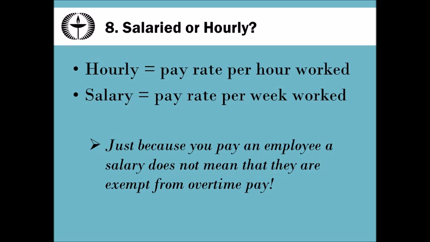Now, I talked a little bit earlier about salaried employees or hourly employees. Hourly staff are paid by the hour worked. Salaried staff are paid by the week worked, typically. Salaried staff would be your minister, perhaps. Hourly staff would probably be your church administrator. It might be your custodian, for example. Just because you pay your employee a salary doesn't mean they're exempt from overtime pay. People oftentimes make the mistake of thinking, oops, I'm going to pay this person a salary so we don't have to worry about overtime pay. And that is wholly incorrect.